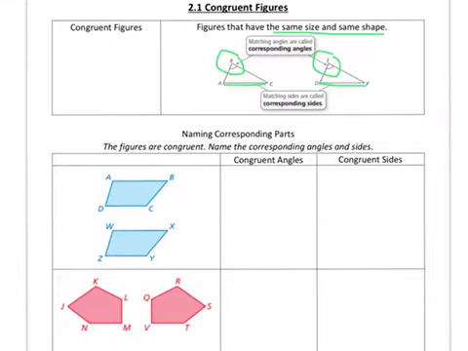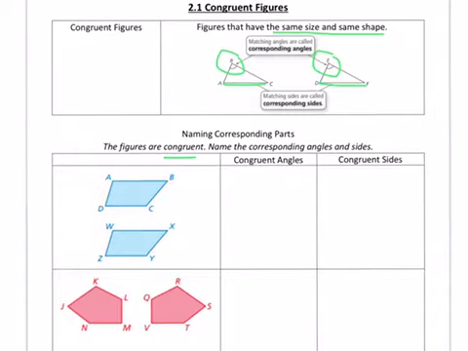In the following examples, we have to name the corresponding angles and sides. The figures are already known as congruent, so we know that they're identical twins. We just have to match what angles and sides go together. I'll do a couple with the first one, then move on to the second one.